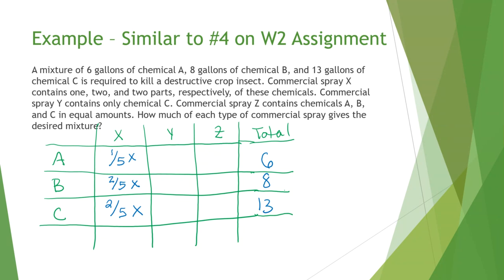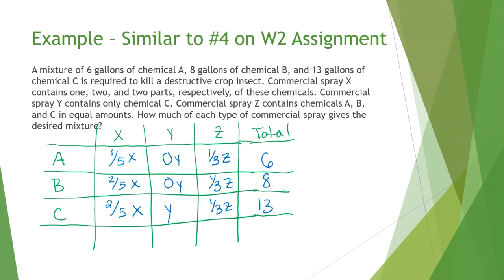Now, Y. Okay, so commercial spray Y contains only chemical C. So that is just C, and then we have 0 out of these others. So the whole thing is C. Now Z, commercial spray Z, contains A, B, and C in equal amounts. So if they're equal, then you're dividing it by 3. So you have 1/3 of each. That's 1/3, 1/3, and 1/3.